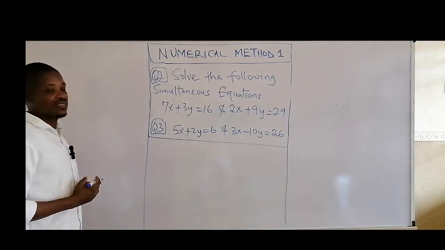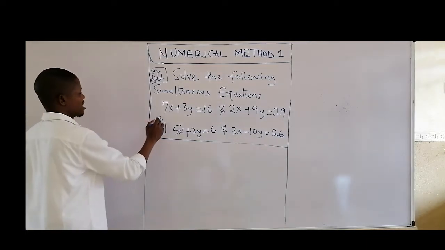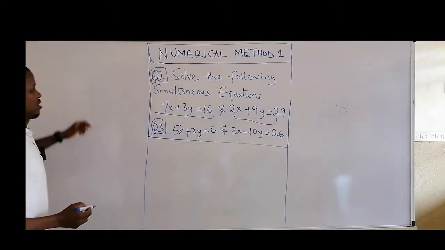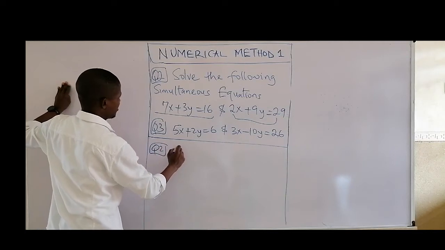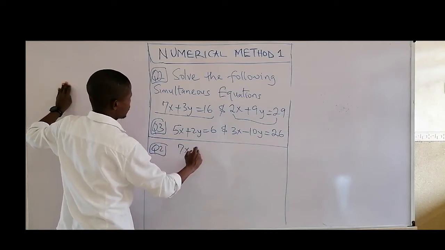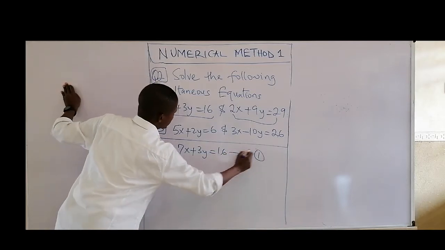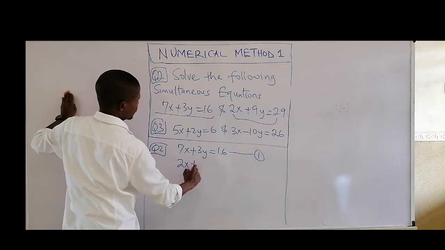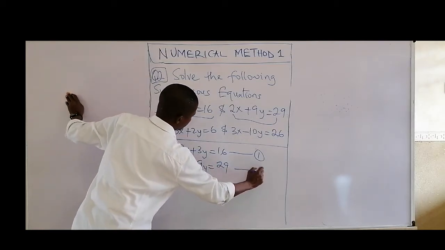I've mentioned earlier that whenever you are given simultaneous equations, you must have two equations. That is a must. So we have question 2: 7x plus 3y equals 16, equation 1, and the other one, 2x plus 9y equals 29, equation 2.